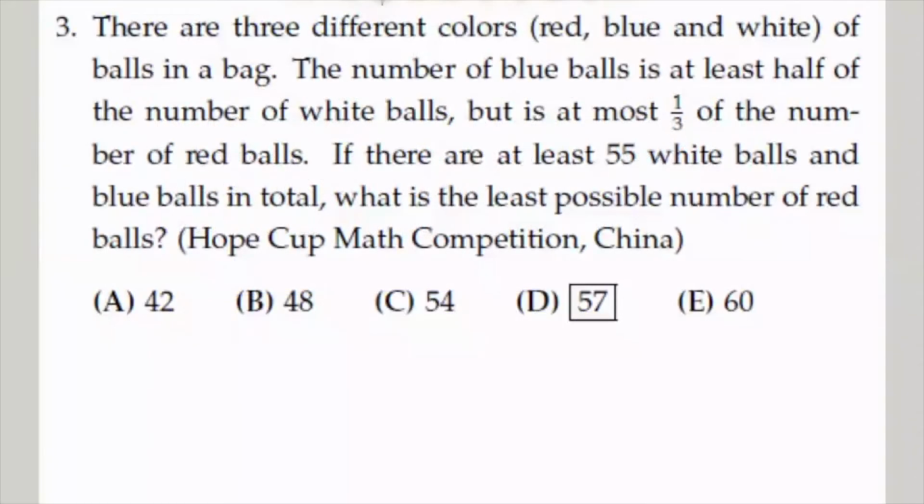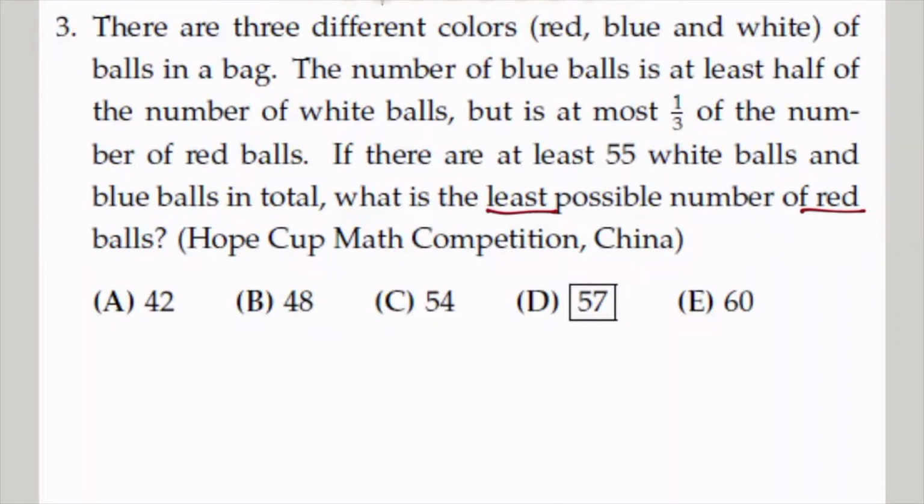Problem 3. There are 3 different colors. The number of blue balls is at least half of the number of white balls, but is at most 1/3 of the number of red balls. If there are at least 55 white and blue balls in total, what is the least possible number of red balls? We want to know the number of red balls, but we see that a lot of information has been given about blue balls, so it's relatively easy to figure out the number of blue balls. Let's try that.